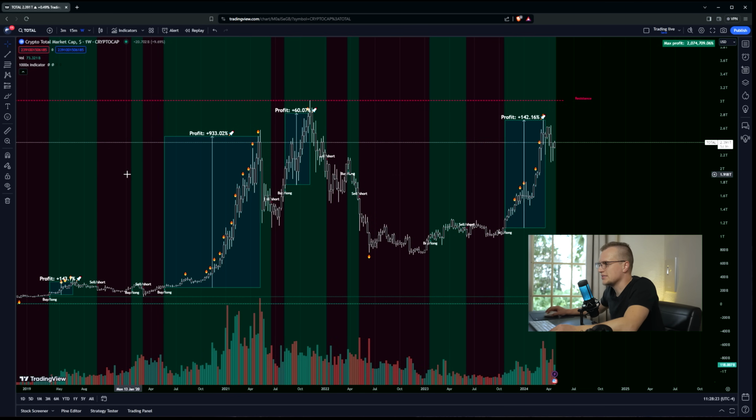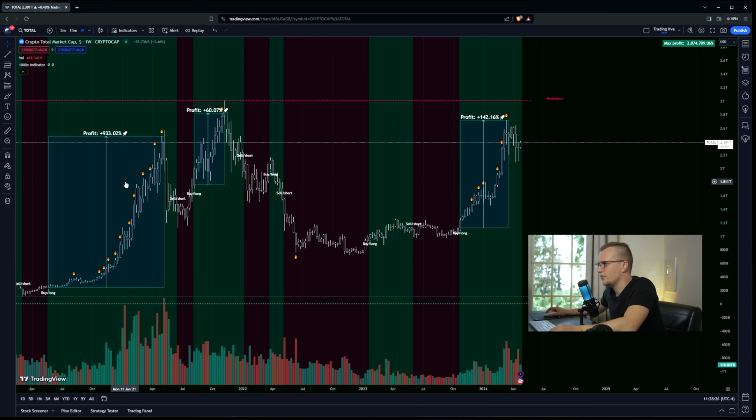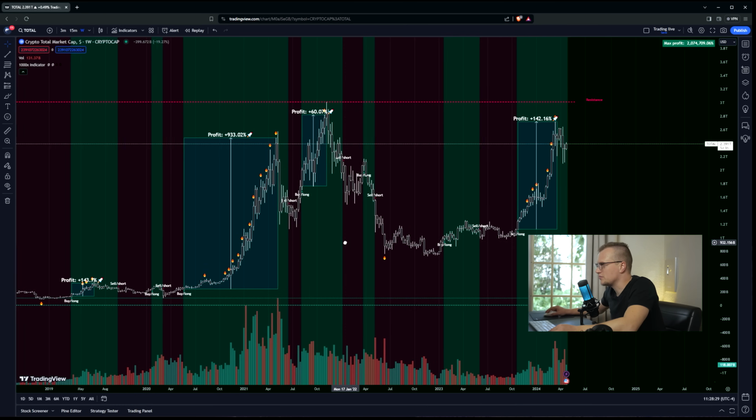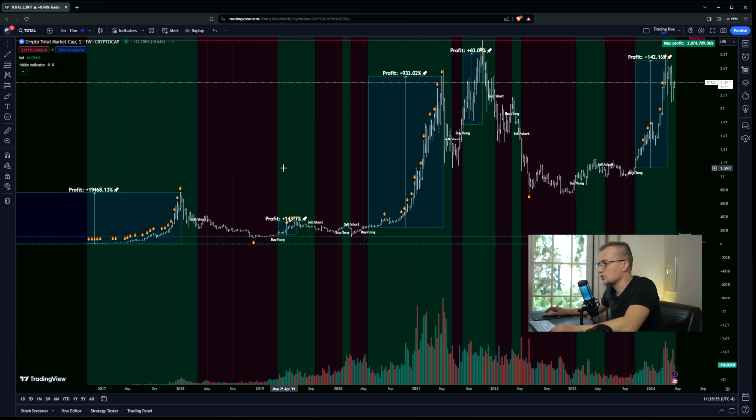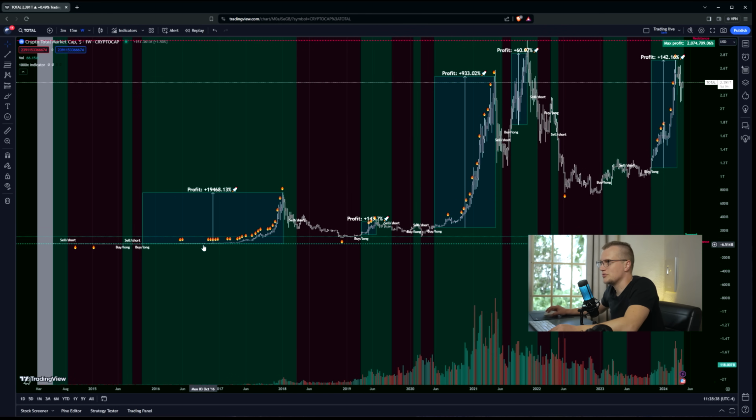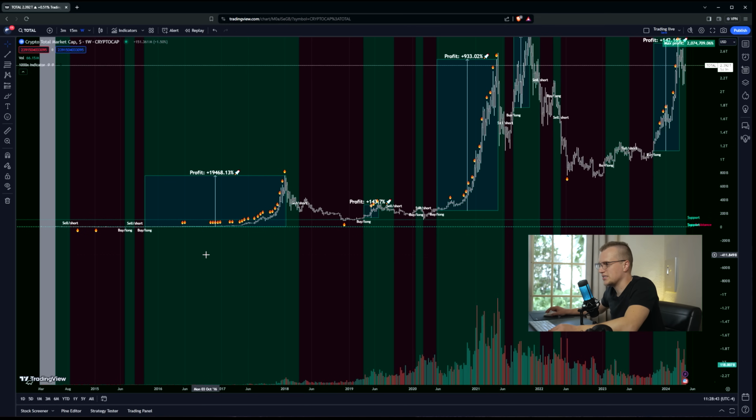When the 1000x indicator is active, what can you see? Well, the picture becomes much more clear. And I can tell you this, historically, when it comes to total market capitalization, the 1000x indicator predicted everything correctly. It's not 70% or 80%, it's 100%.